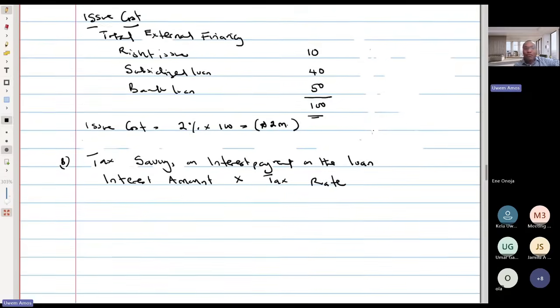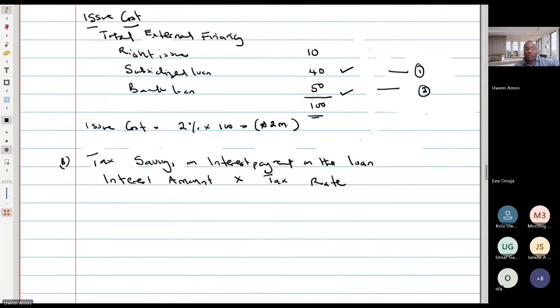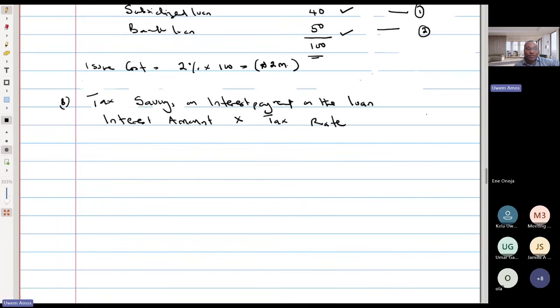We have two types of loan here. We have the subsidized loan and we have the bank loan. So let's do the tax savings on interest payment for the subsidized loan, and then we'll do the same for the bank loan. So let's begin with that first one.